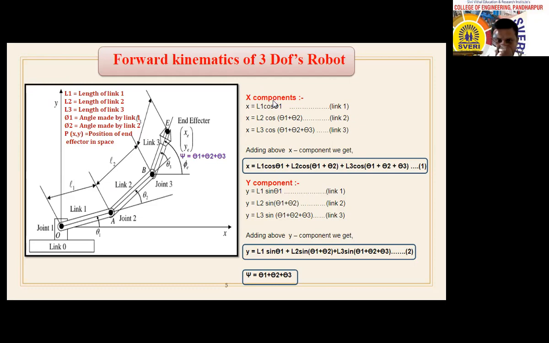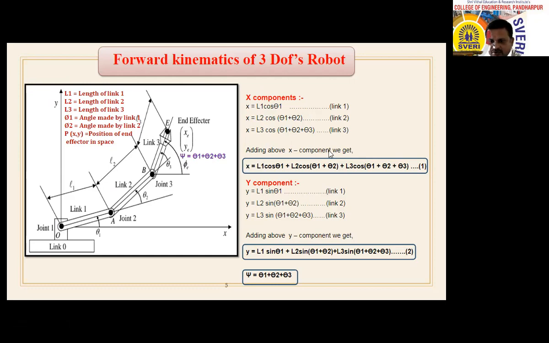Now the x components. x is equal to, for link 1, L1 cos theta 1; for link 2, x is equal to L2 cos of theta 1 plus theta 2; and for link 3, x is equal to L3 cos of theta 1 plus theta 2 plus theta 3.